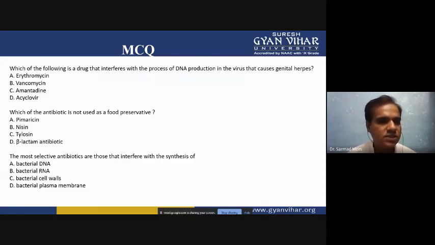The next question is: which one of the antibiotics is not used as a food preservative? Option A is pimaricin, option B is nisin, option C is tylosin, option D is beta-lactam antibiotic. You have to select the correct answer. Next question: the most selective antibiotics are those that interfere with the synthesis of option A, bacterial DNA, option B, bacterial RNA, option C, bacterial cell wall, option D, bacterial plasma membrane. Again you have to select the correct answer.